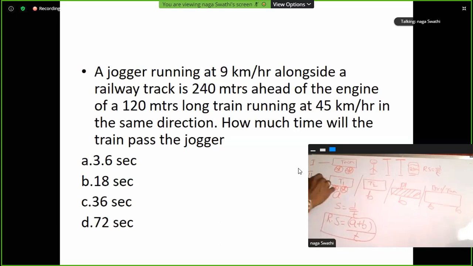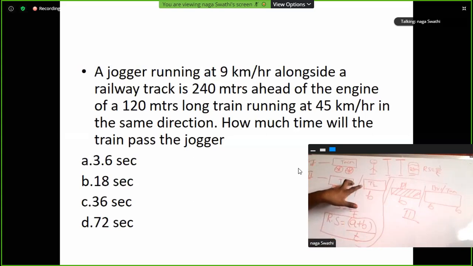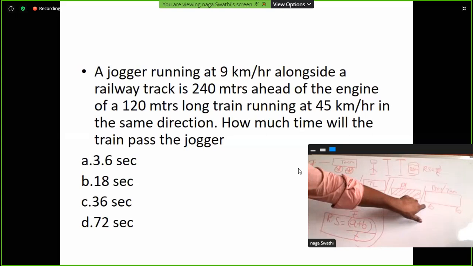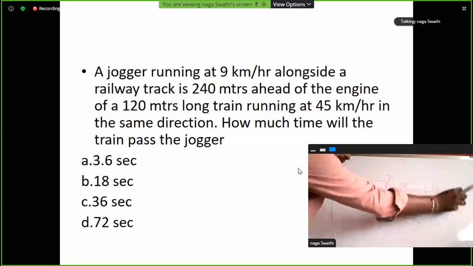So this is first case, this is second case, and this is third case. These two objects are in movement. Clear? So here these two objects are constant. Okay. Very good. 36 seconds. 36 or 3.6.